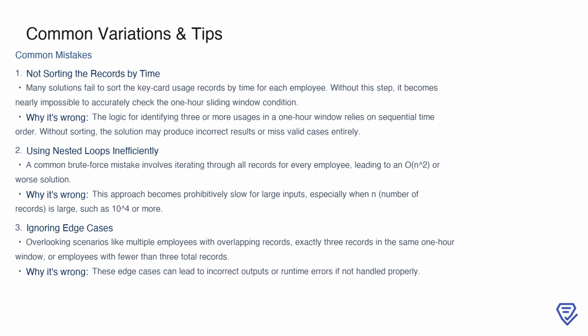Another frequent mistake is using inefficient nested loops to check all combinations of records. This brute force approach can lead to an O(n²) time complexity, which becomes impractical for large datasets. Lastly, many developers overlook critical edge cases. For example, what happens when an employee only has 2 records? Or when exactly 3 timestamps fall within the same 1-hour window? Ignoring these scenarios can result in errors, so it's important to handle them carefully.